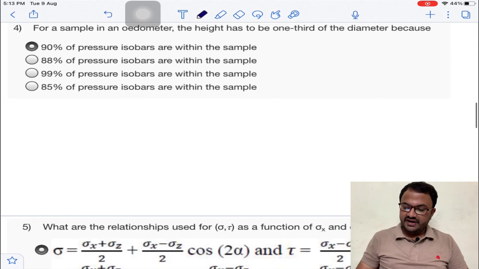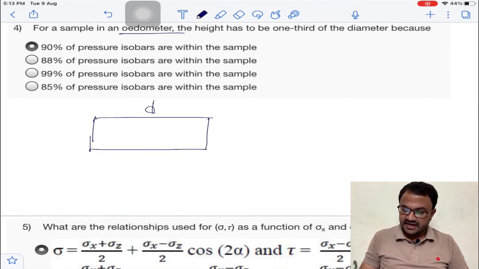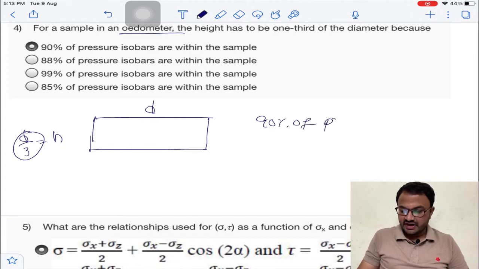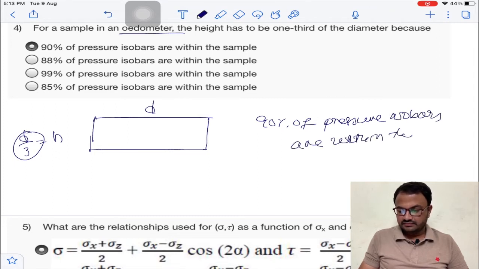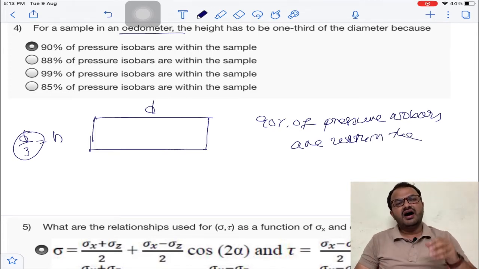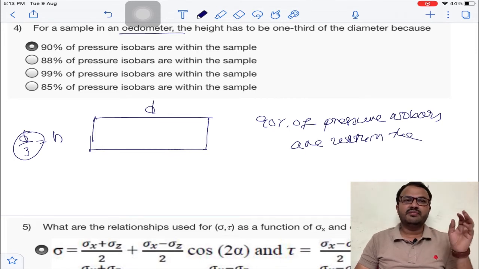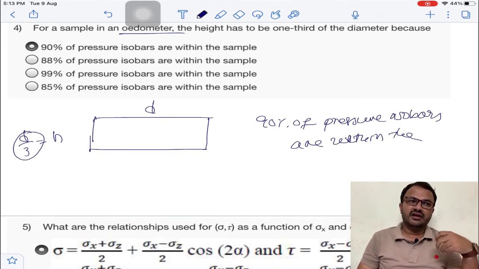Next question. For a soil sample in an oedometer, if the diameter is D and H is the height, then H will be D by 3. Why? Because 90% of pressure isobars are within the sample. Generally, for samples of different dimensions, not all 100% of isobars are within the sample. An isobar is nothing but a line joining points having equal pressure.